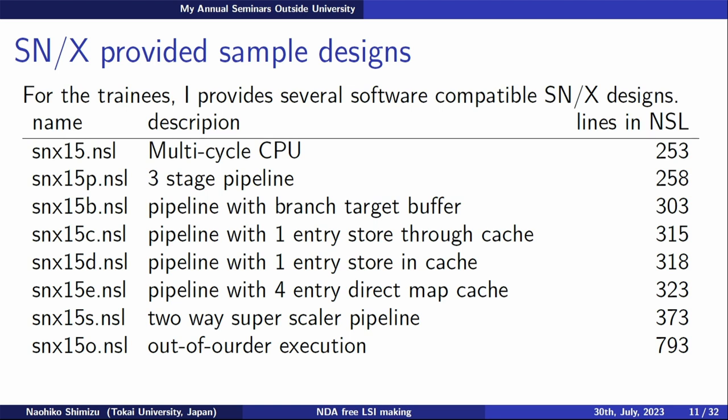The basic CPU is only 253 lines, so people can easily read all of the CPU and see how it works. And the compiler itself is not so big.